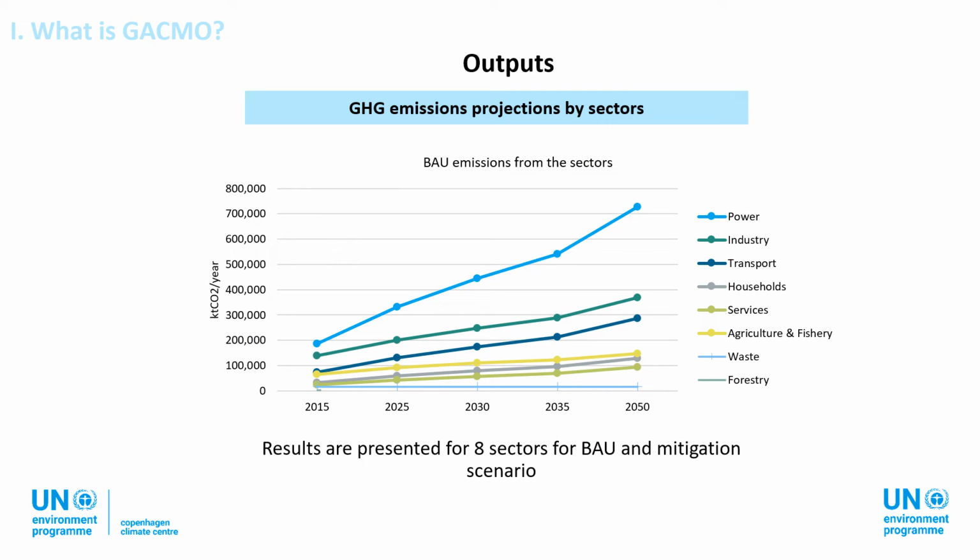The results of the GACMO tool can also be viewed by sectors, namely power, industry, transport, households, services, agriculture, fishery, waste, and forestry. Here we can see greenhouse gas emissions projections for the business as usual scenario. Similarly, the results can be viewed for the mitigation scenario.